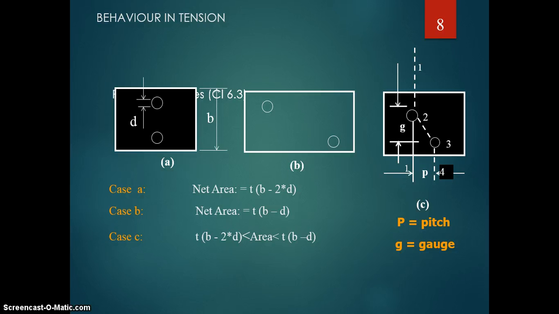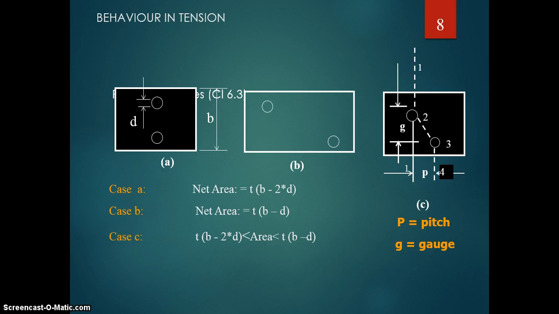Then the behavior of the tension member when you connect it with the gusset plate. The member is connected to the gusset plate with a bolted connection or a weld connection. In this case, the tension member is connected to the gusset plate by using two bolt holes, or two bolts. D is the diameter of the bolt hole, and B is the width of the plate. That is for case A. In case A, how do you calculate the net area? Net area is equal to the thickness of plate into the width of the plate minus 2 times the diameter of the bolt hole. That is for the first case.